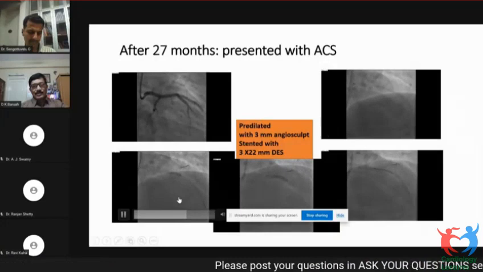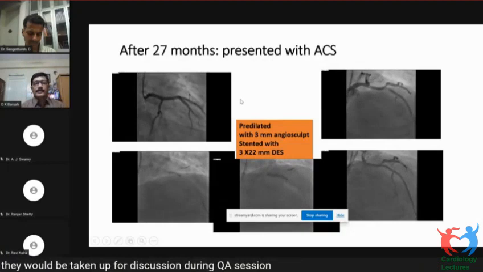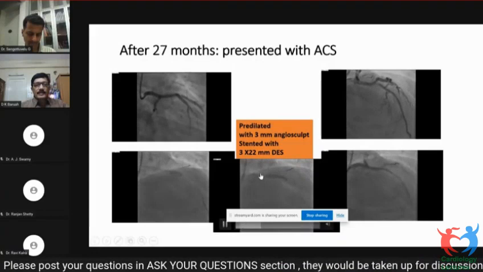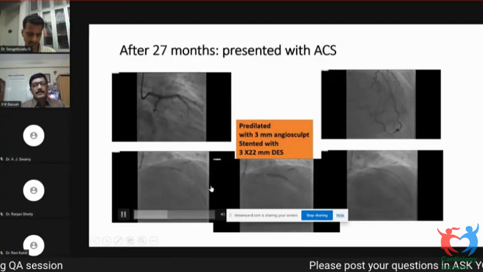So initially, I thought I'll just open with AngioSculpt and deploy a drug-eluting balloon and leave it. But following this AngioSculpt, this 3 millimeter AngioSculpt balloon, we saw that there is a lot of haziness there. So in an LAD, such a big LAD, I was a little hesitant to leave it with a drug-eluting balloon. That's why I thought go for stenting.